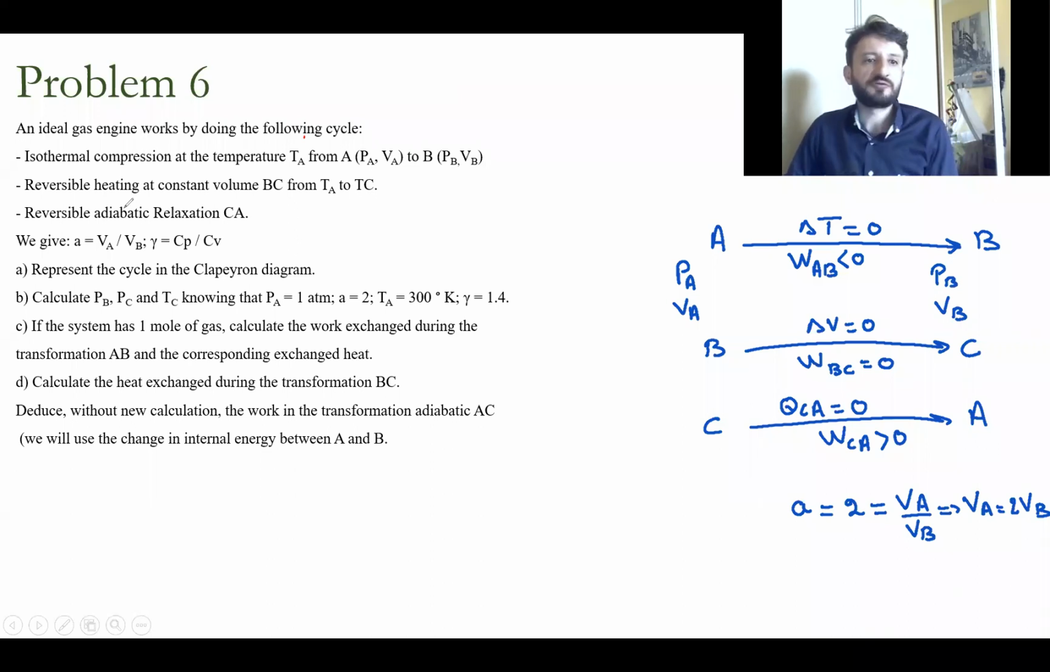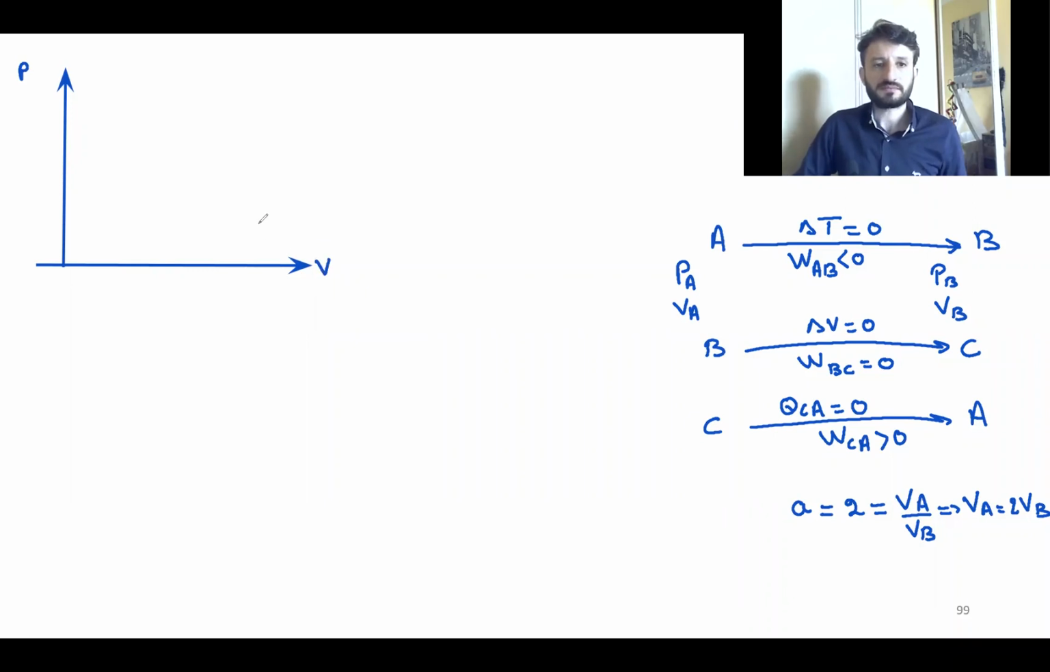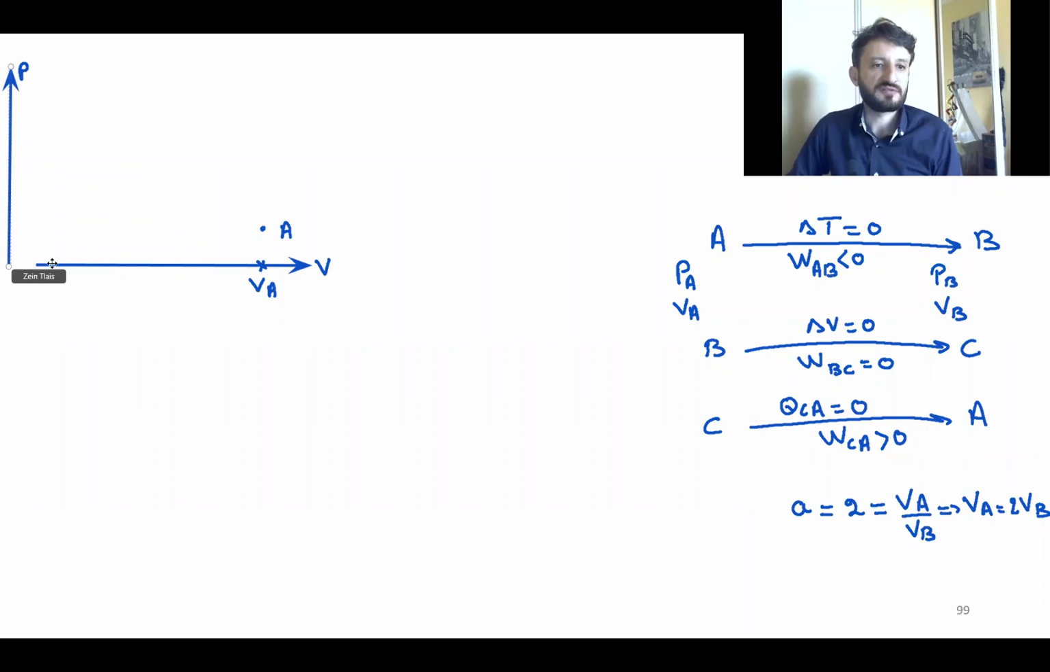Part 1, I have to draw the Clapeyron diagram. It means we put P as a function of V. Okay, so here we can draw the axes. Here we have P and V. Let's say initially we have a point A at VA. We go to the point B by decreasing the volume where VA equals 2 VB. Let's say here we have B. Okay, here we have the point B.